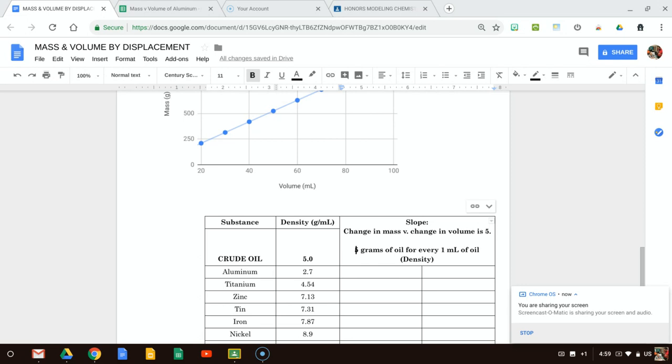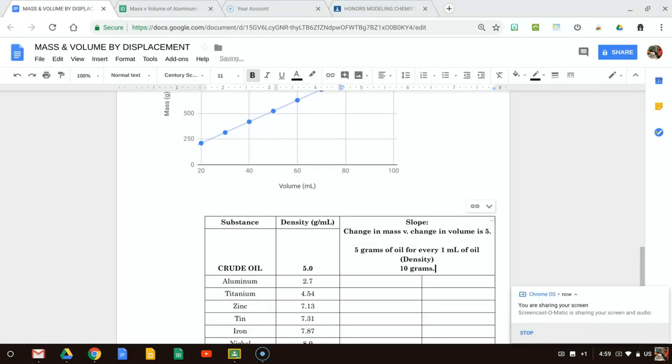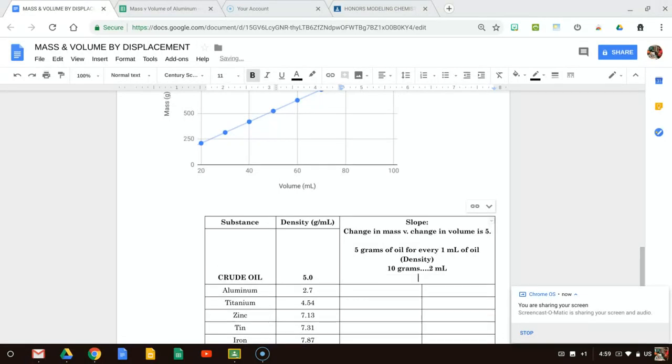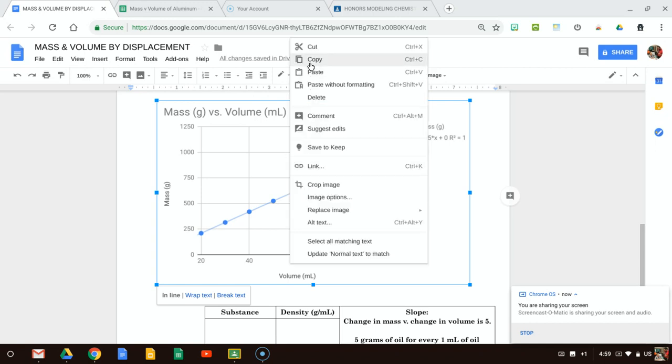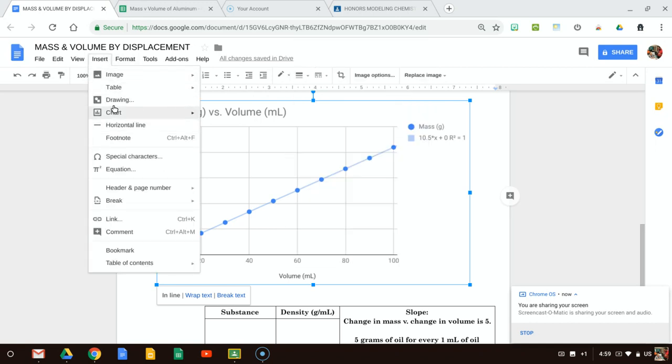So every time I change the mass by 5 grams, I change the volume by 1 milliliter. I could do this again. If I have 10 grams, I must have 2 milliliters. If I have 50 grams, I must have, if it's 5 grams for every 1, 10 milliliters, and so on and so forth. What I'm doing is making up data points now. I'm going to copy and paste this, and this is how you do drawing.